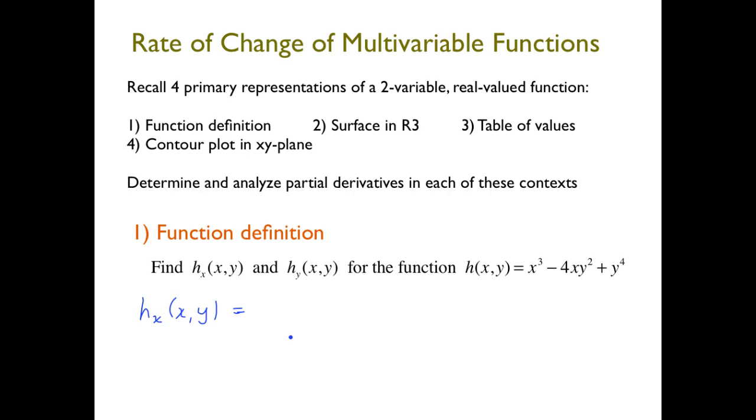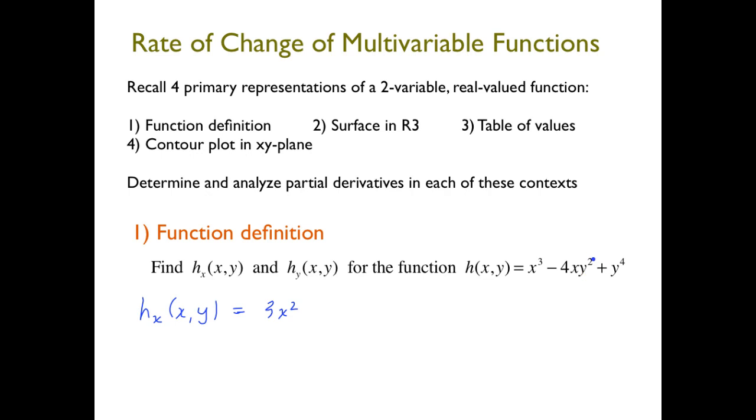Let's just do it. So we're going to find the derivative with respect to x. So the derivative of x cubed is 3x squared. Okay, so now the derivative of 4xy squared with respect to x means y squared is constant.